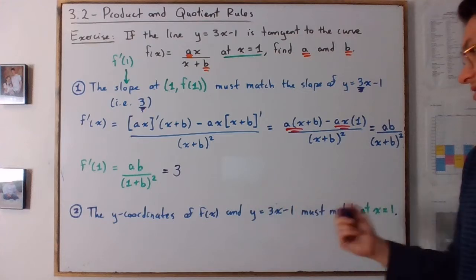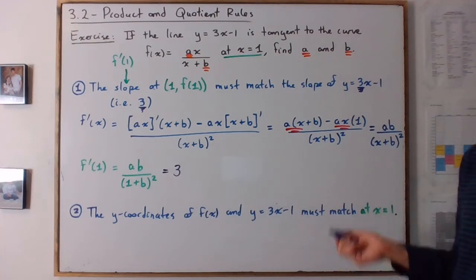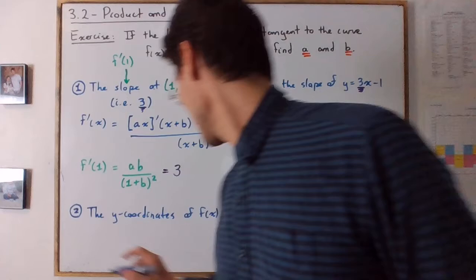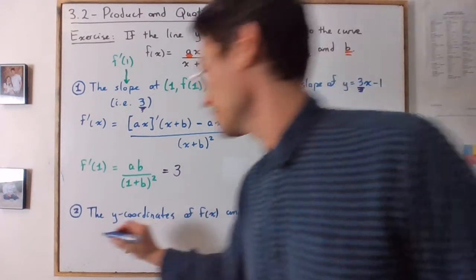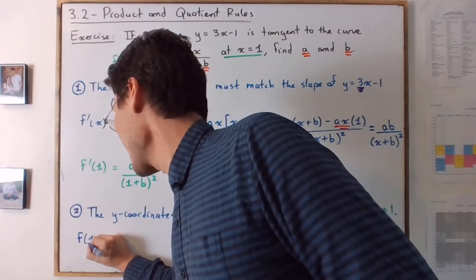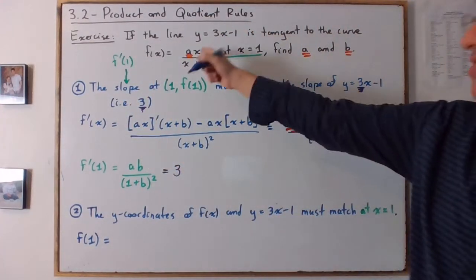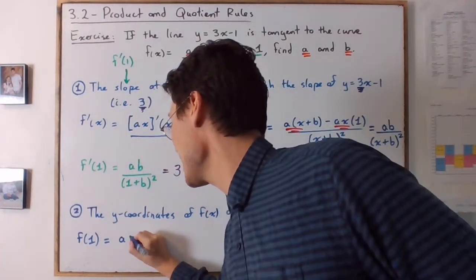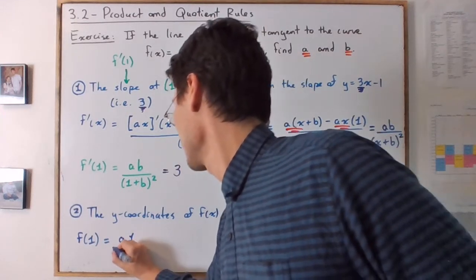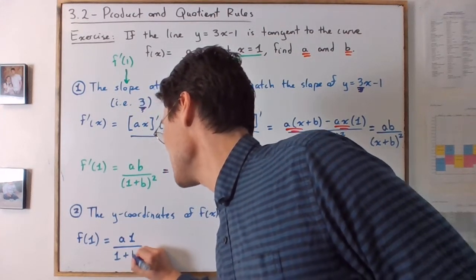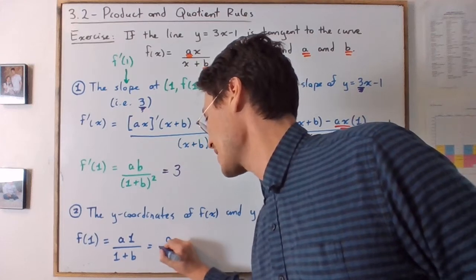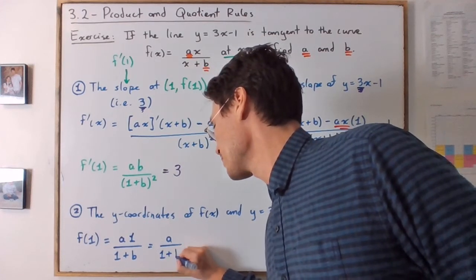Okay, so the y coordinates of f of x must match at x equals 1. So what does it mean? It means that you're going to have f of 1. And f of 1, there's not much you can do. You're just going to replace in this formula. So it's going to be a times 1 divided by 1 plus b. Okay, so in other words, a over 1 plus b.